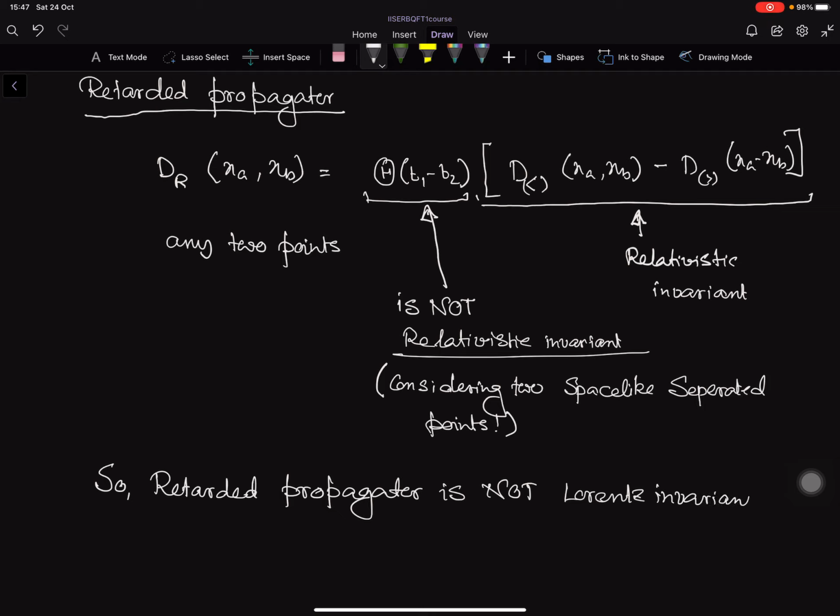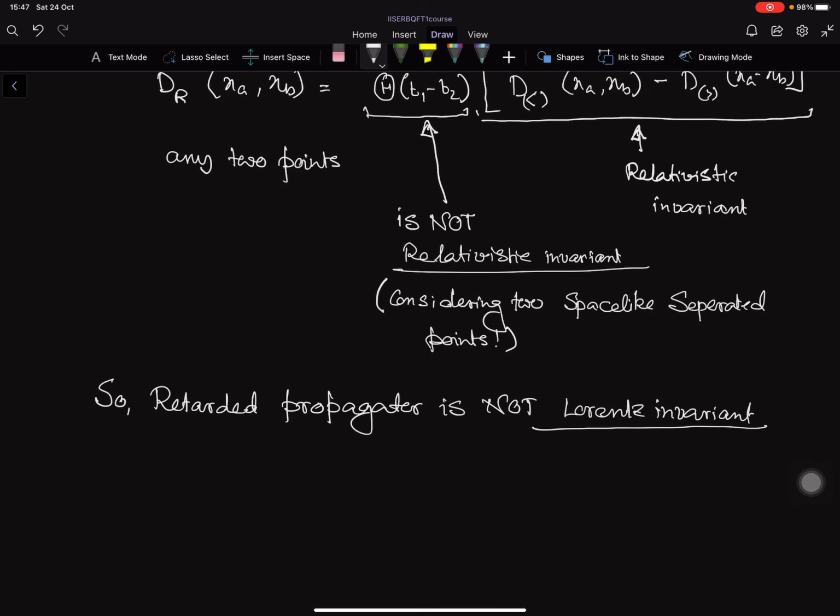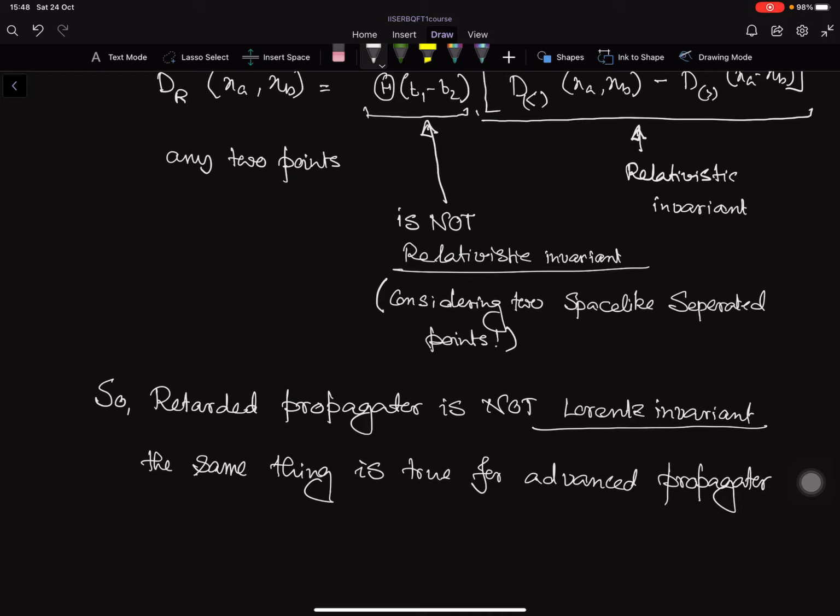Which means if you want to have a Lorentz invariant quantum field theory, we cannot use the retarded propagator, because in that case the choice of the propagator will break the Lorentz invariance. The same thing is true for the advanced propagator, because the advanced propagator just has the opposite thing. Advanced propagator has minus T1 plus T2. The same argument holds.